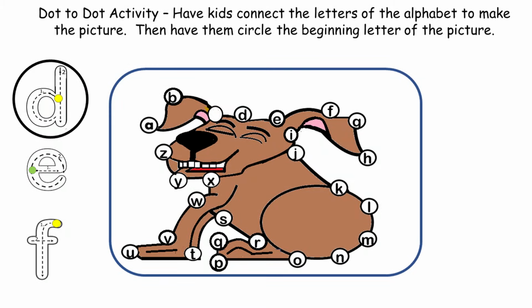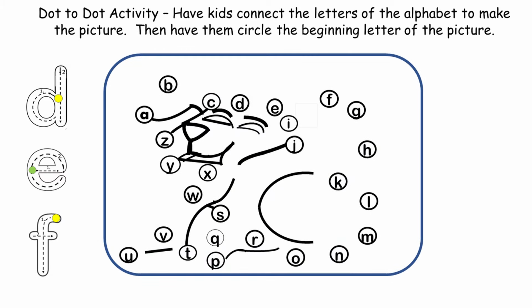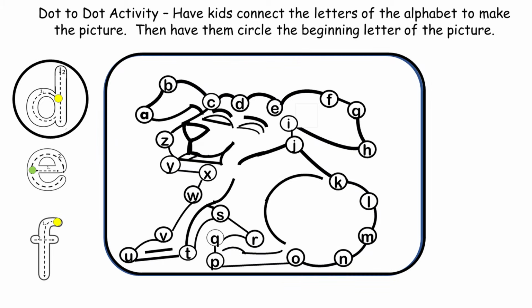Now have kids complete the dot-to-dot activity. Have them connect the letters of the alphabet to make the picture. Then have them circle the beginning letter of the picture. This is the practice page for the dot-to-dot activity. And this is a completed example, and the correct letter is circled, D for dog. And now have kids color the dog.